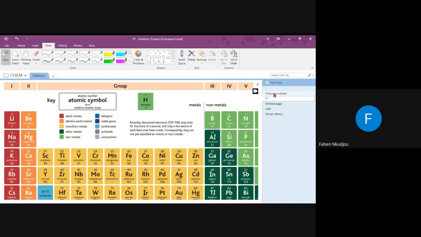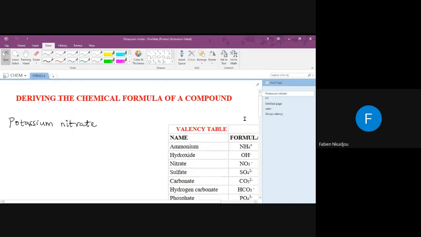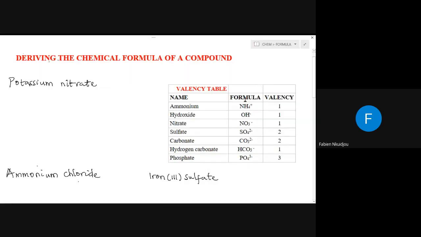Remember, for elements that are in group 1 to group 4, the valency is the same as the group number, while for elements in group 5 to 8, the valency is equal to 8 minus the group number. Okay, so let's look at it for potassium. So we have to write the symbol of the element. That is it for potassium.